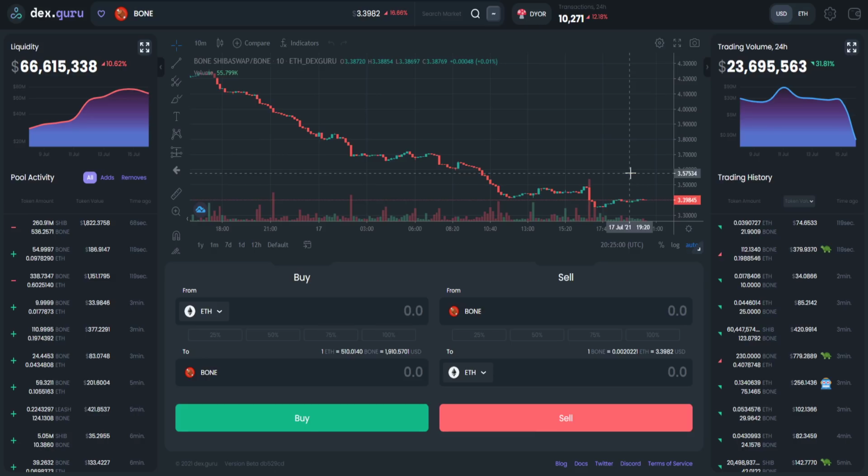Obviously, Shiba Inu, the SHIB token itself, is the foundation for the whole ecosystem. But Bone is one of those tokens we need to keep a close eye on, because it is the governance token. It is the swap token right now. It's the one that you get for almost every single farming pool. It's the token to watch.